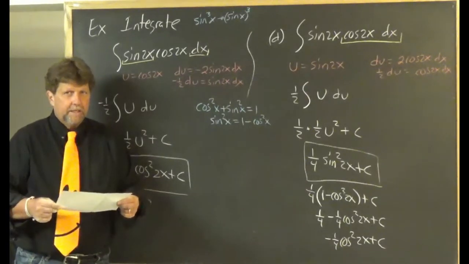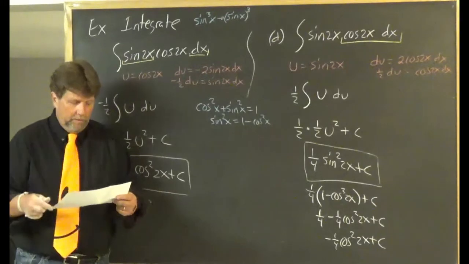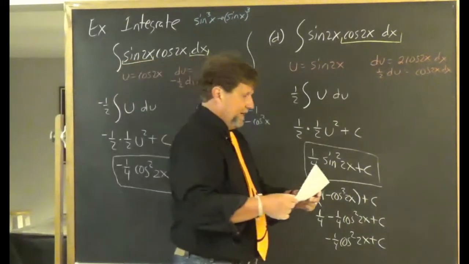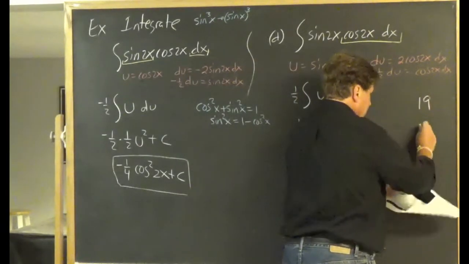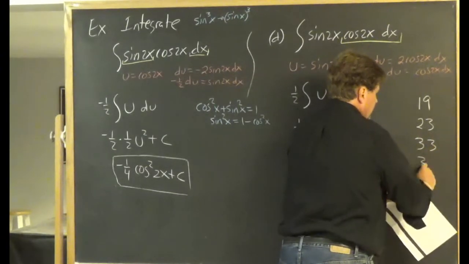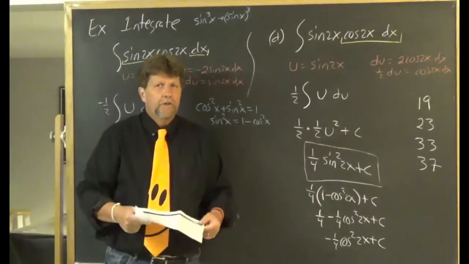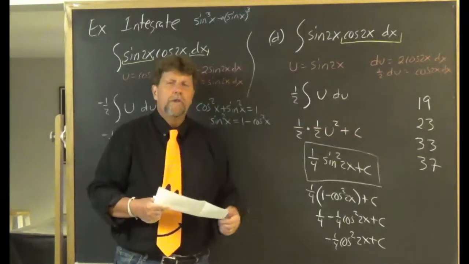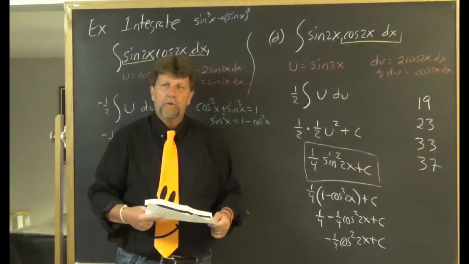I want you to practice some of these u-substitutions now. We've done 7 examples. So in the section 5.5 exercises, I would like you to try number 19, 23, 33, and 37. So you know the drill. Pause the video, go to section 5.5 exercises, do those 4. Once you're done, restart the video and I'll be here at the board working through them.